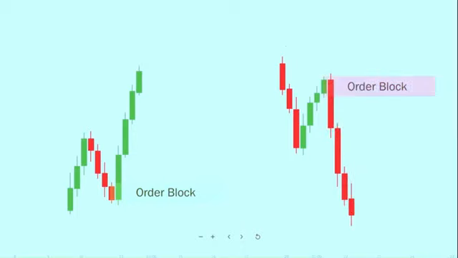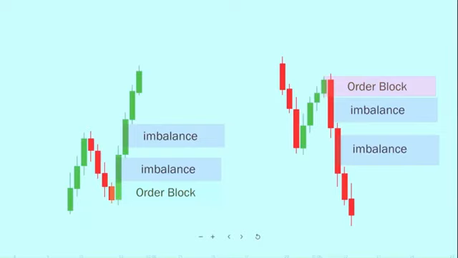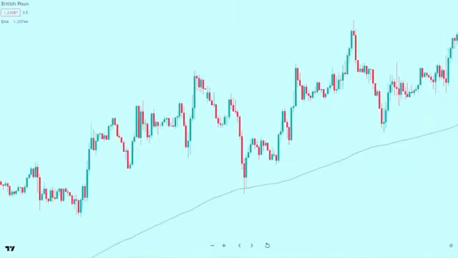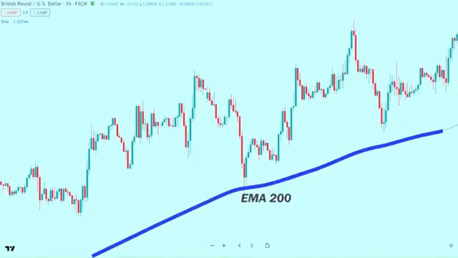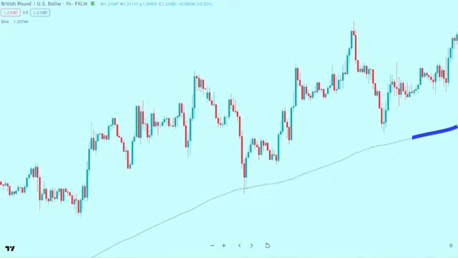The conditions for a candle to be considered a strong order block: first, the order block must create an imbalance area, and second, the price must also create a break of structure. For example, in this chart, we can see an uptrend indicated by the EMA 200. So, we will only look for bullish order block areas, or demand areas, here.